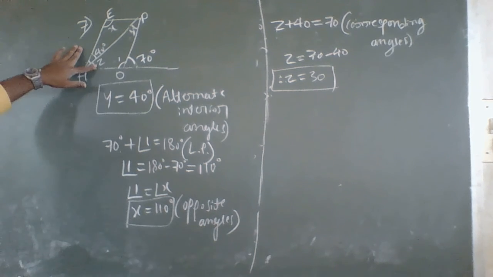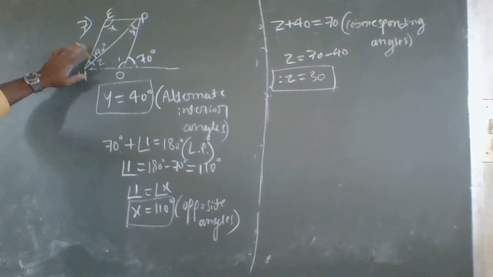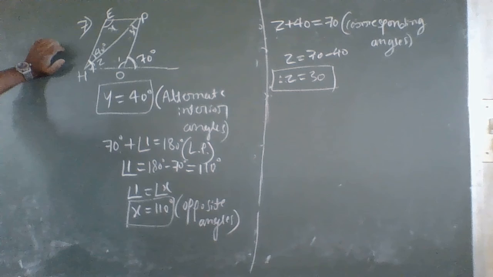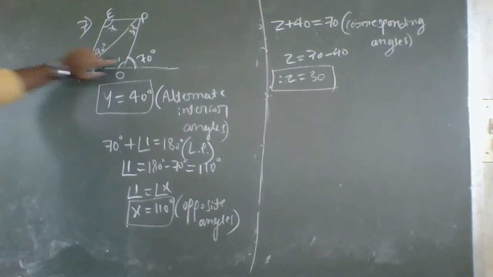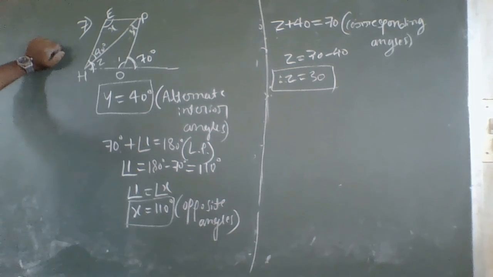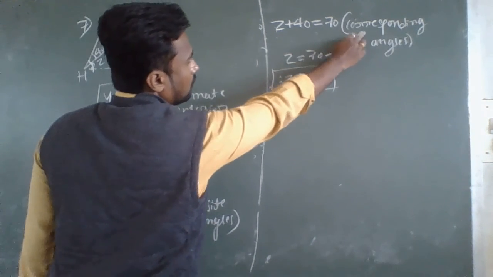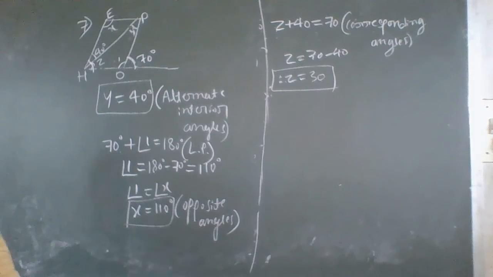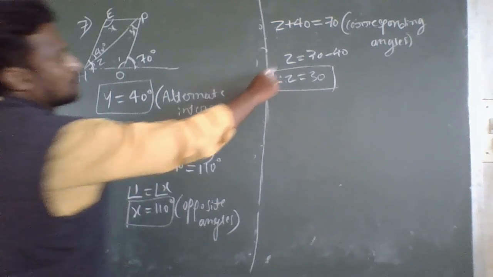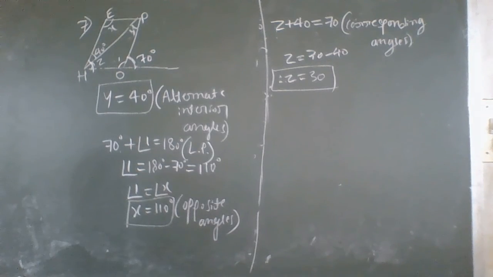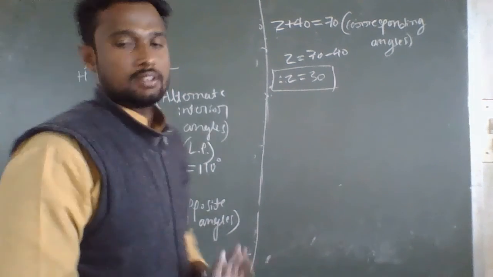Now, I have to calculate the z value. So this angle plus this 70 degrees, both these two angles are equal to each other. So z plus 40 is equal to 70 degrees. Here z plus 40 is equal to 70 because these two are corresponding angles. So now z is equal to 70 minus 40, and we got the answer of z as 30 degrees. So finally we calculated the values of x, y and z.